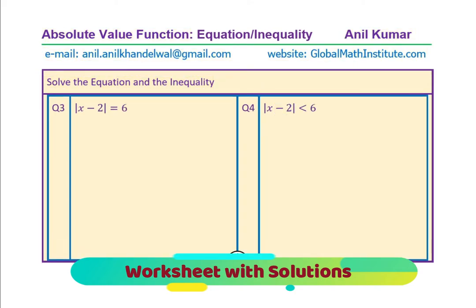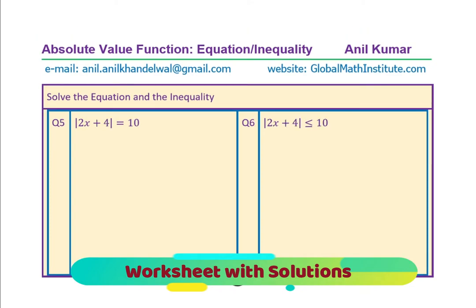And then we'll actually begin with questions based on absolute function. Absolute value of x minus 2 equals 6, absolute value of x minus 2 less than 6. The idea to give them in sets like this is to relate that while solving inequalities, it is important to note that we have to also solve the equation. So I'm taking them side by side.